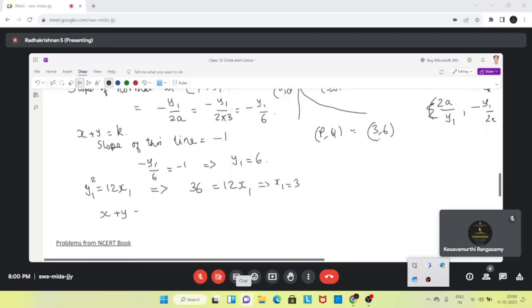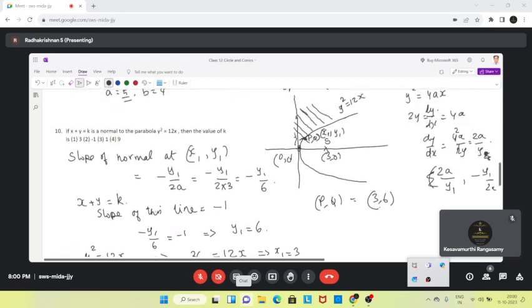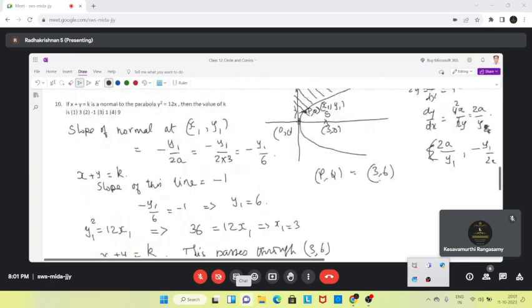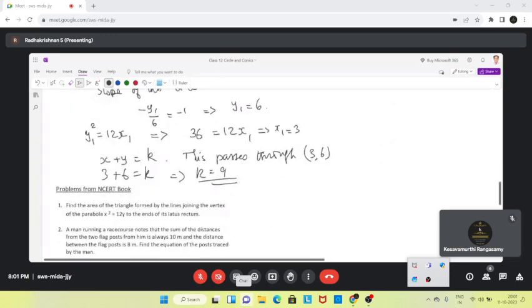x plus y equal to k is a line. It passes through (3, 6), right? So that means when x is 3, y is 6. That means 3 plus 6 equal to k. That's all. Okay, k has to be 9. The equation has to be x plus y equal to 9 because it passes through (3, 6). Did you all get it? So the answer is 9, option number 4.